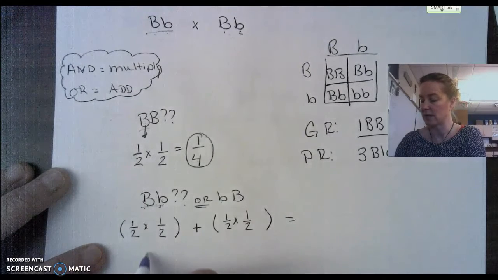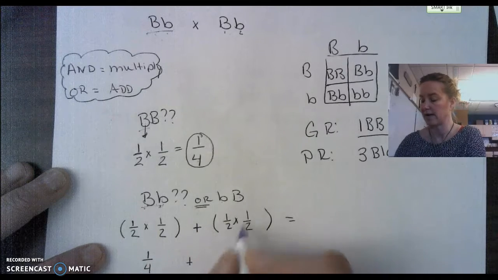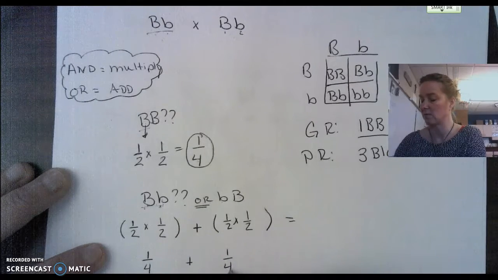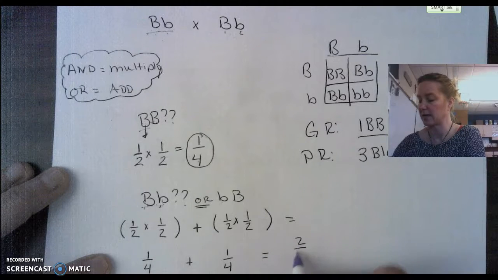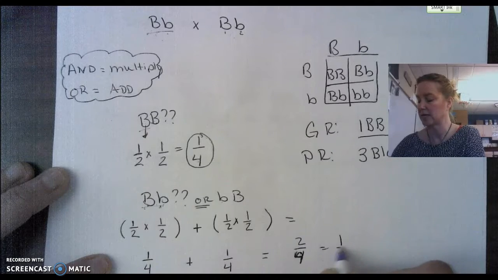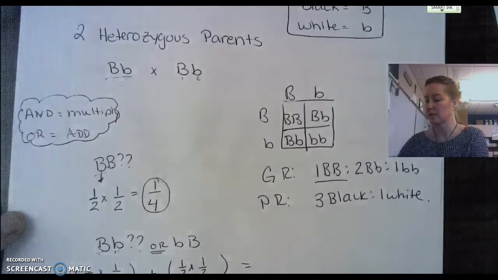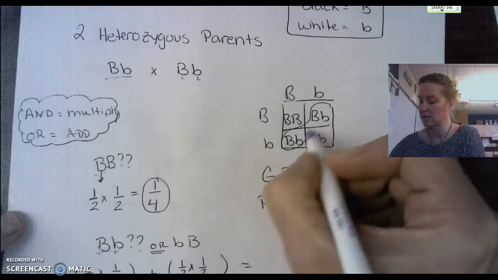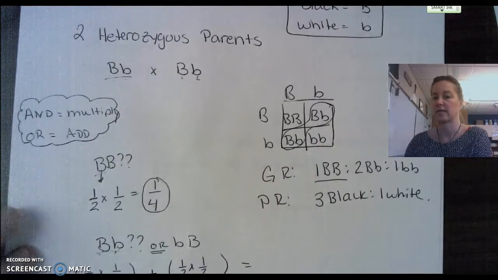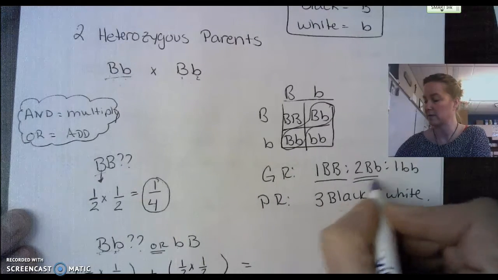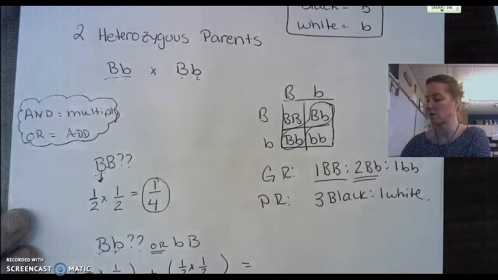So 1/2 times 1/2 is going to give me 1/4, plus 1/2 times 1/2 is going to give me 1/4, and if I add them together, I get 2/8. I think. Nope, I get 2/4. It's my math genius coming out. And I can reduce that to 1/2. And if I come back up here and take a look, I see that the chance of getting a big B and a little b is 2 out of 4, or 1/2.